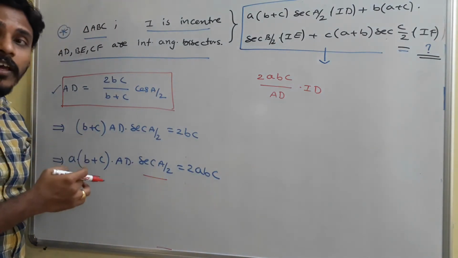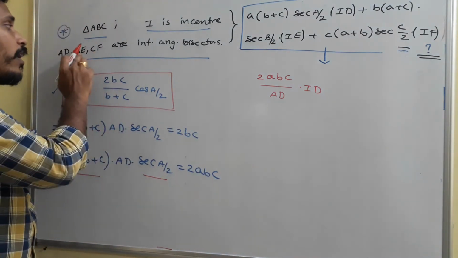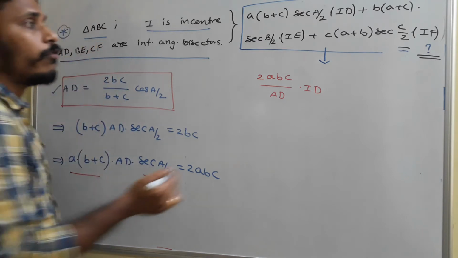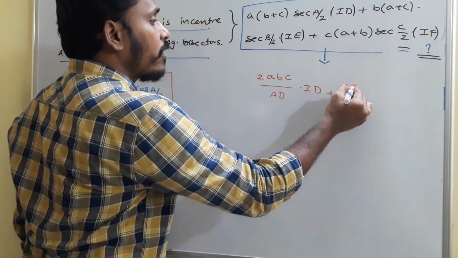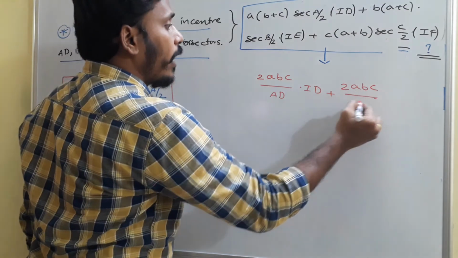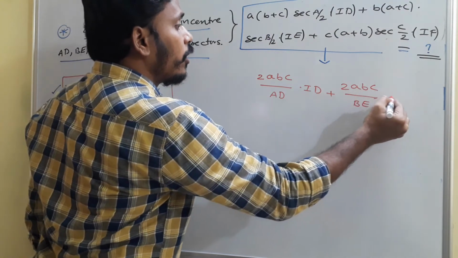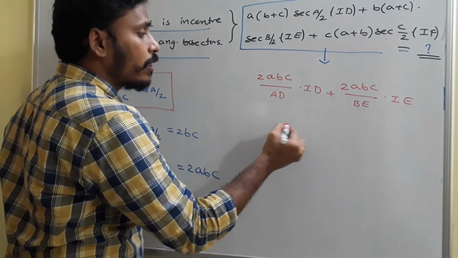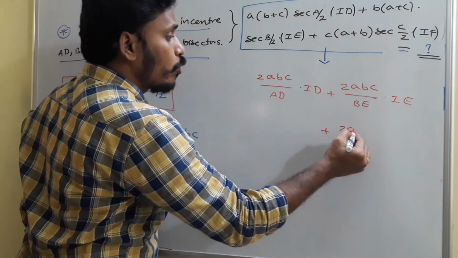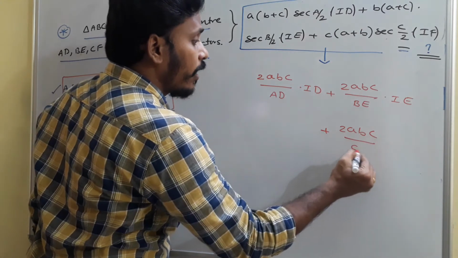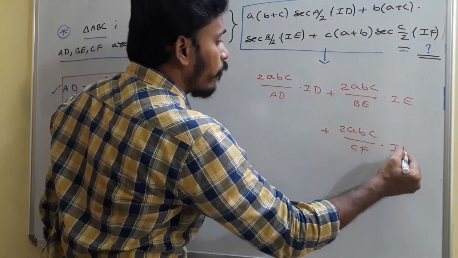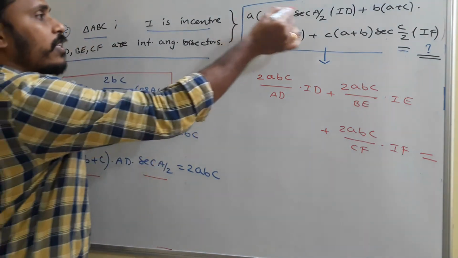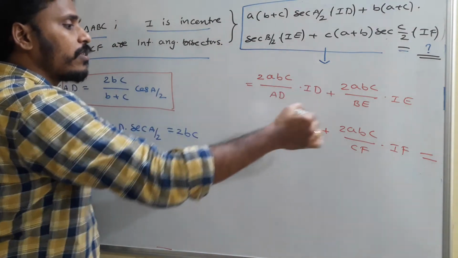In the similar way, if you go with the length of the bisector BE as well as the length of the bisector CF, the next term will become like this: 2ABC divided by BE into IE is the second term. Then the third term is plus 2ABC divided by CF into IF. Just have a look. So this given expression is simply nothing but this.